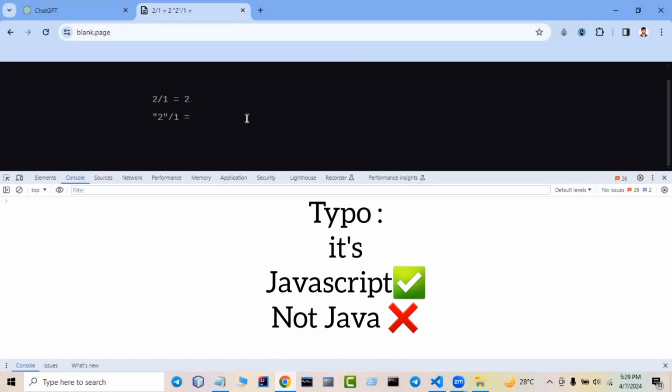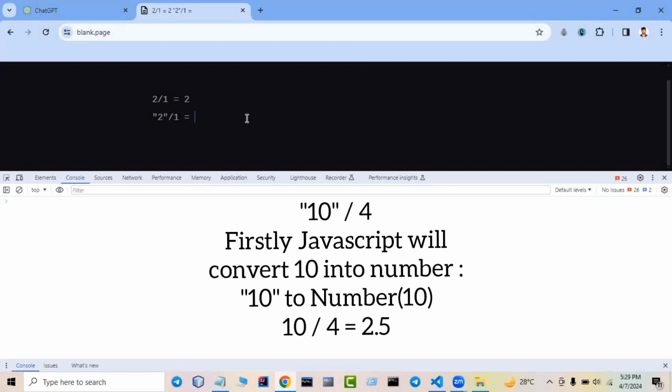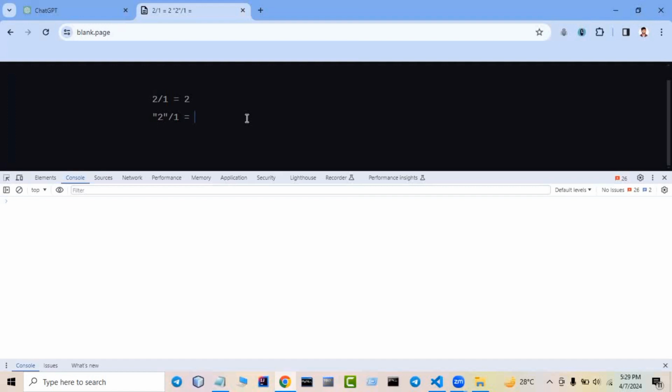Let me tell you what JavaScript internally does. If you write something like the string representation of 2 divided by 1, JavaScript internally tries to convert all its operands into number form. If an operand is already in number form, JavaScript won't convert it. But if it is in string form, JavaScript will internally try to convert that 2 into a number. Let's first see the result. I write the string representation of 2 divided by 1. It will give 2 only.